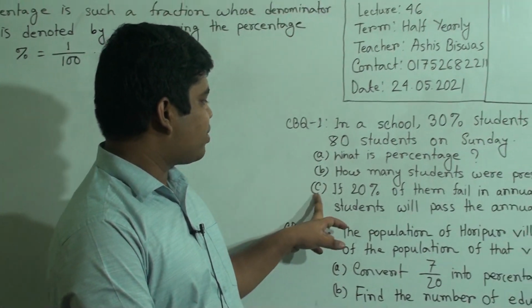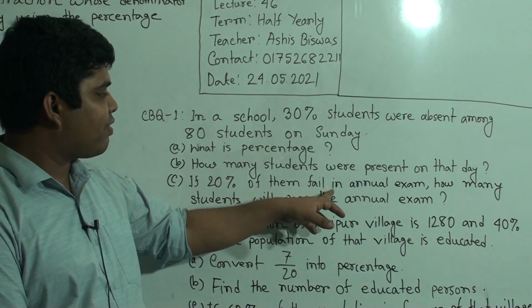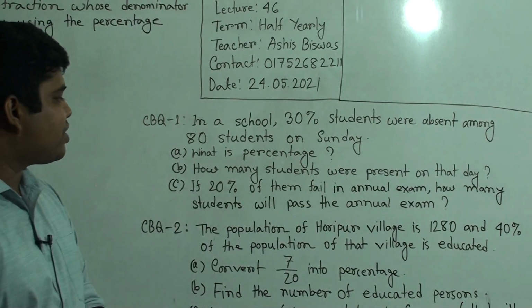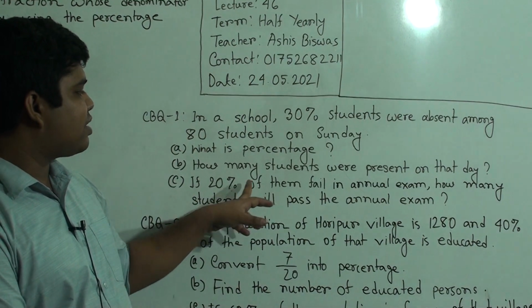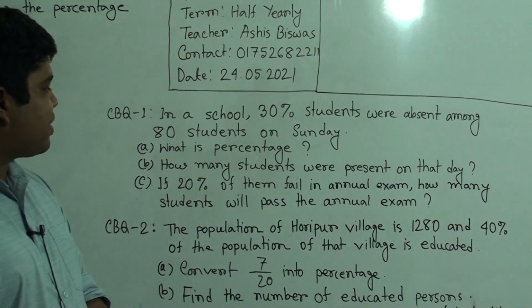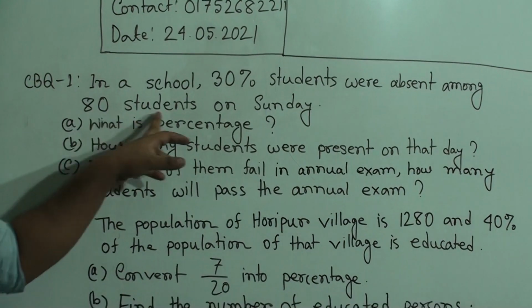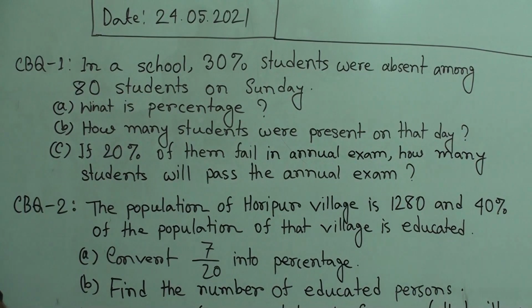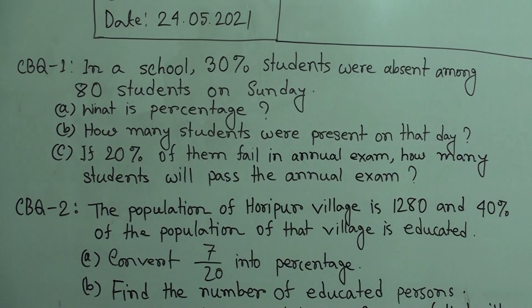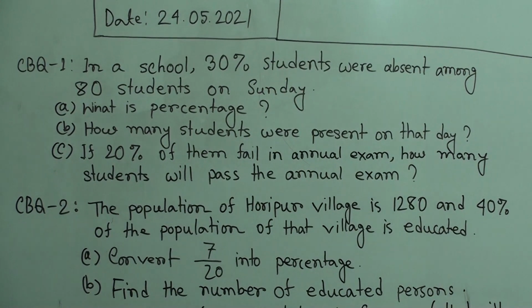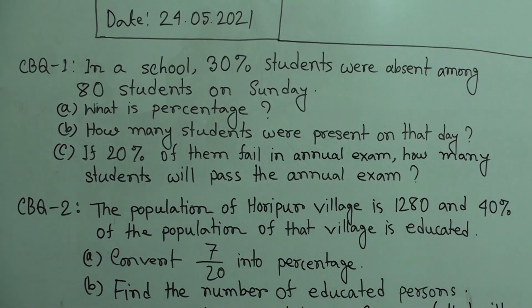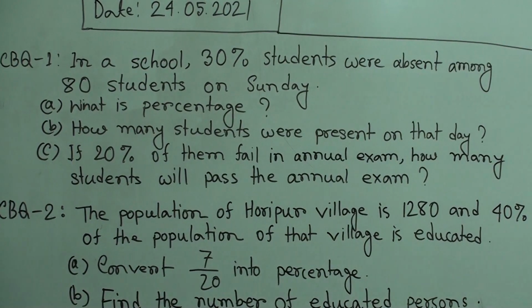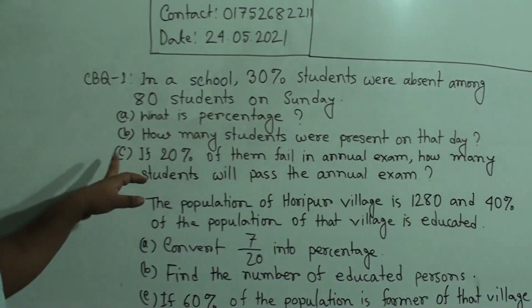C number question, if 20% of them fail in the annual exam, how many students will pass the annual exam? That means notice 20% of the 80 students fail. So at first we find out the number of students who fail in the exam. After that we subtract the number of failed students from the total number of students and we get the number of students who passed in the exam. Okay, C number question done.